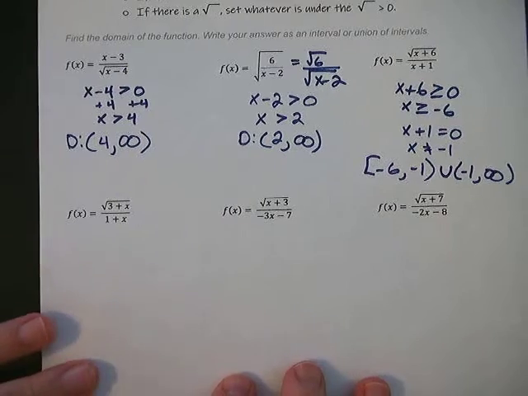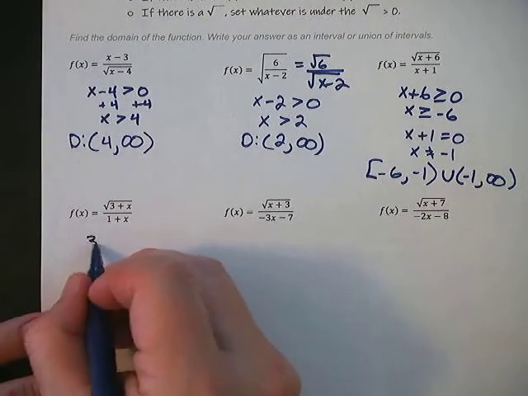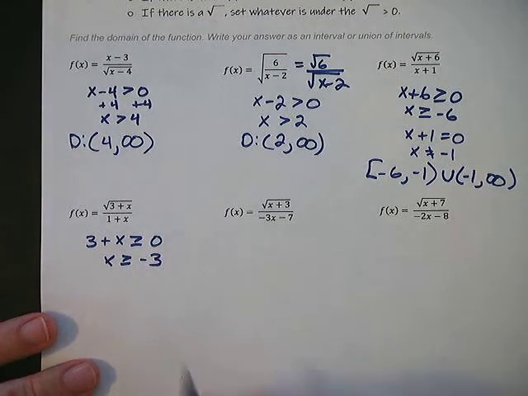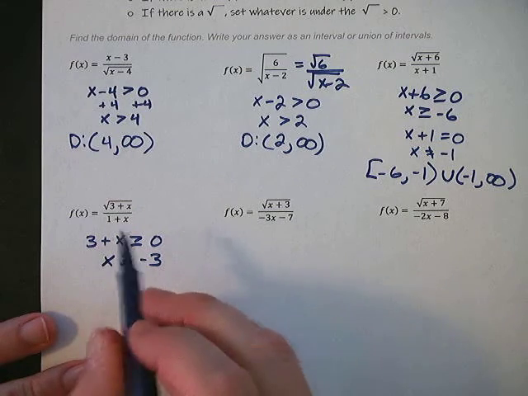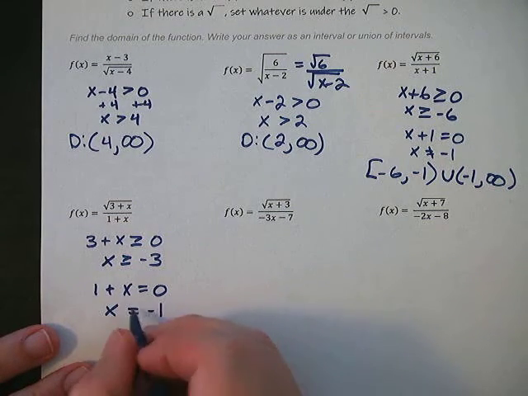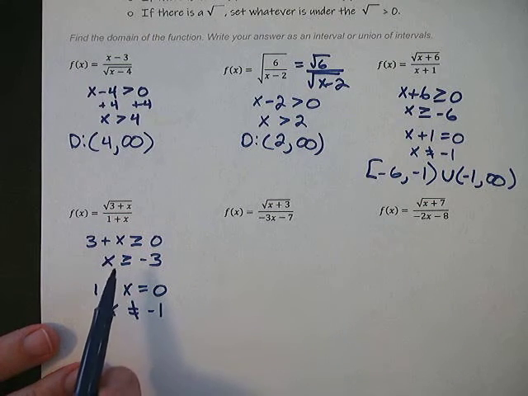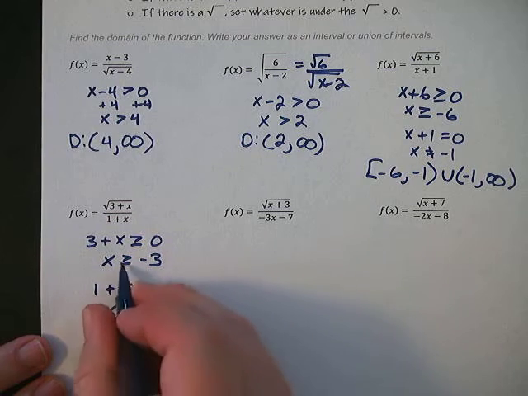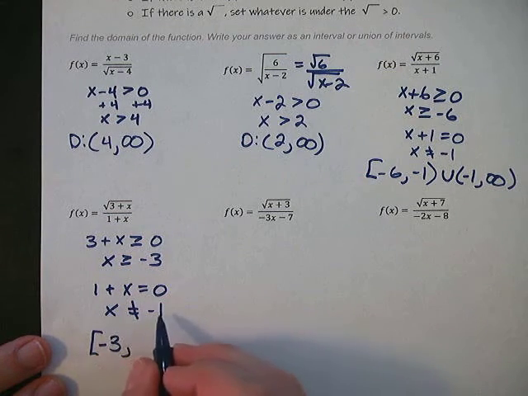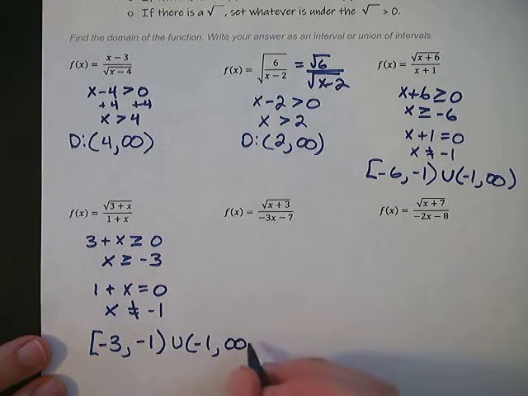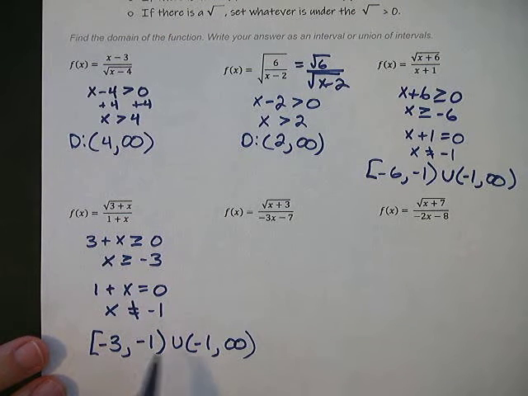Okay, let's look at this one. This one's similar. For the top, we'll set 3 plus x greater than or equal to 0. Subtract the 3, and x is greater than or equal to negative 3. That's part of our domain. Let's look at what other restrictions we have. The bottom has a variable in it, so we set 1 plus x equal to 0. Subtract the 1, and we get x equals negative 1, so x cannot be negative 1. So our domain is everything greater than or equal to negative 3 except negative 1. We start at negative 3 with a bracket because it has the equal sign, comma, travel to the right until we get to negative 1, which we cannot include, union, start again at negative 1, cannot include it, and then go all the way to infinity. So between negative 3 and negative 1, and between negative 1 and infinity, the only number that's left out is negative 1.